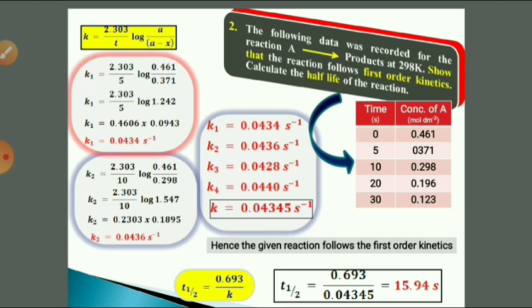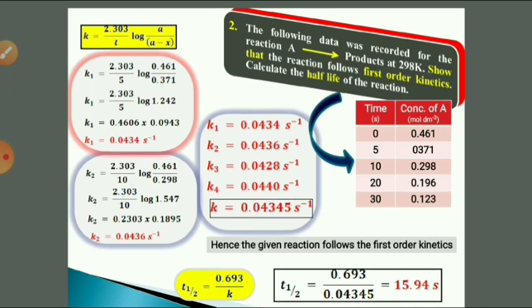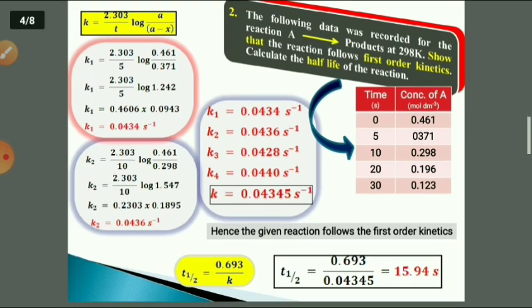by calculating the different k values for the given set of values. Okay, and also we have calculated the half time of the reaction. For that we need the value of k, for which we have taken the average of the four k values. So this is problem number two.